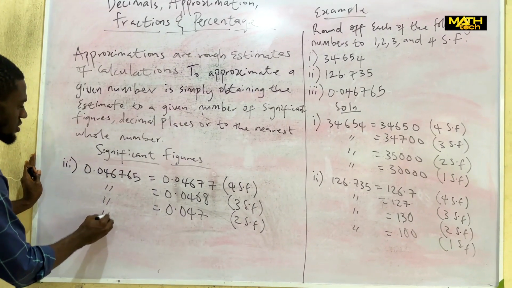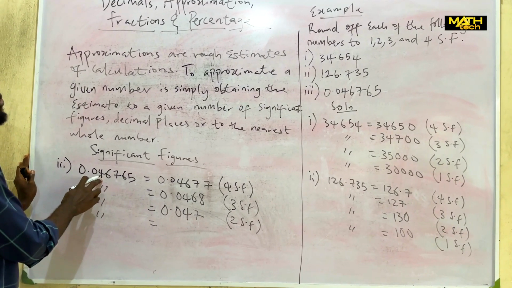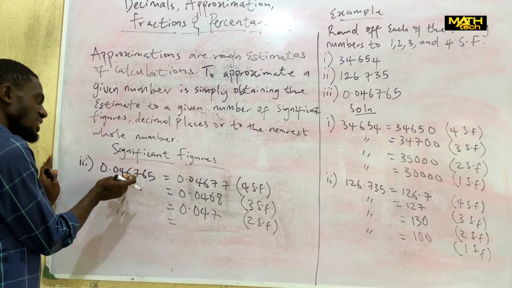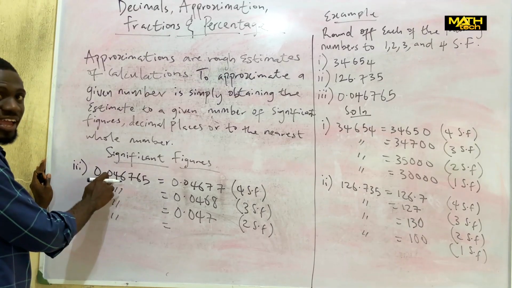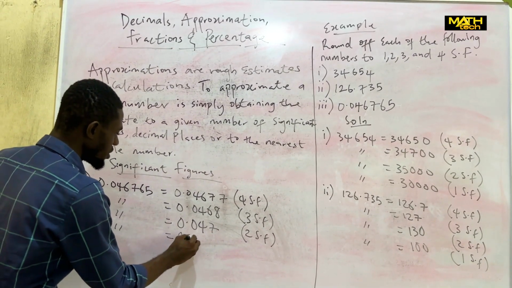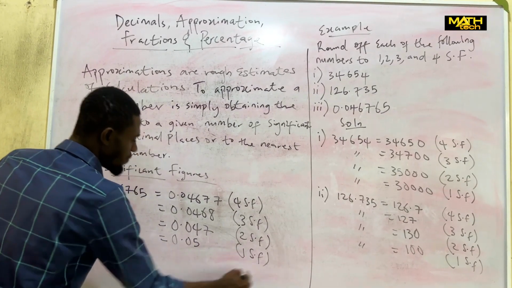And for the 1 significant figure, we'll be having 0.04, which is the first significant figure. And that's the 1 significant figure. But looking at the second value here, it is greater than or equal to 5. So we round this up here. And here will be 0.05. And this is our 1 significant figure.